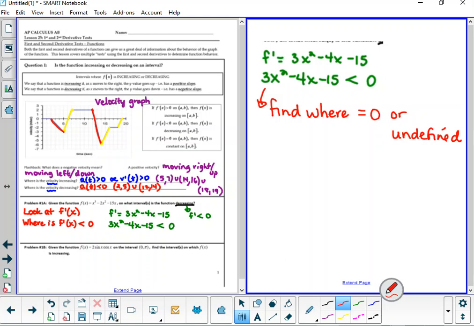Now, this is a quadratic polynomial, so it's not going to be undefined anywhere. The domain is negative infinity to infinity. So that's not actually going to be relevant in this problem. But equal to 0, that is going to happen.